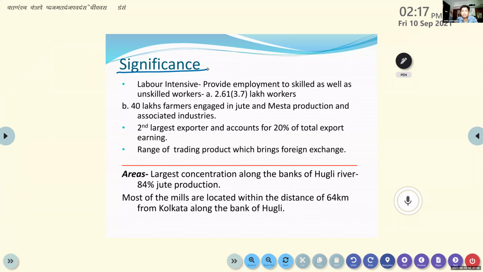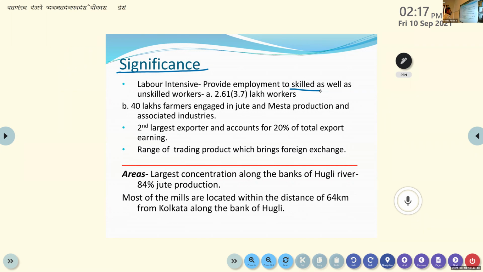Providing jobs. Of course, a number of workers are necessary, and this industry is able to provide employment for numerous people. So it is labor intensive, providing employment to skilled people, the people who are very much skilled in processing jute. So skilled as well as unskilled workers are necessary in this production. I mean, the production of jute basically requires skilled laborers and unskilled workers.